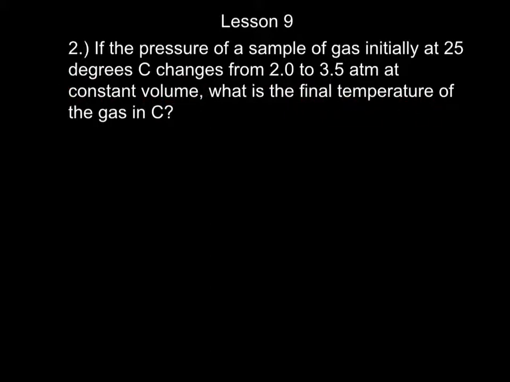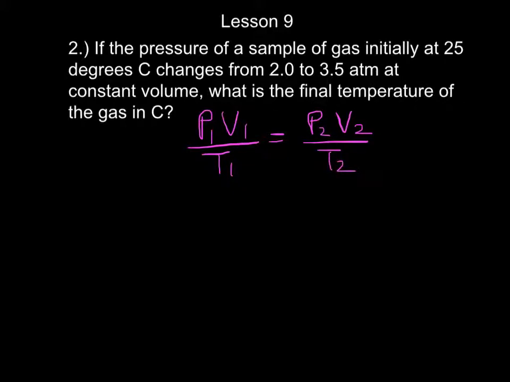To do this problem, we can use the combined gas equation, which is P1V1 over T1 is equal to P2V2 over T2. And what we're going to be solving for is T2. We want to know this final temperature. But we can first simplify this equation because we know that we're at constant volume. That means that V1 is equal to V2, so since they're the same on both sides of the equation, we can simply cancel them out.